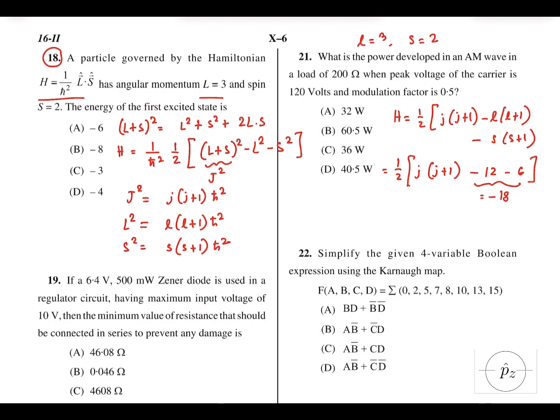For the given values of L, which is 3, and S equal to 2, J can take the following possibilities: 5, 4, 3, 2 and 1. Clearly when J is equal to 1, this corresponds to the ground state. So the first excited state can be calculated by putting J equal to 2, which is half times 2 times 3, that is 6, minus 18. So this is minus 6. So option A is the correct answer.